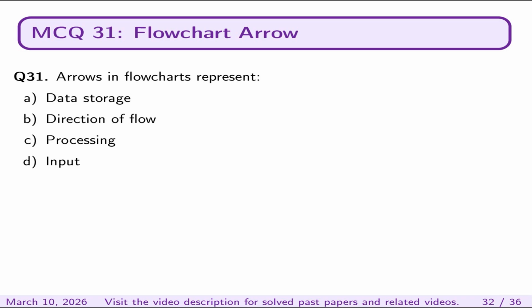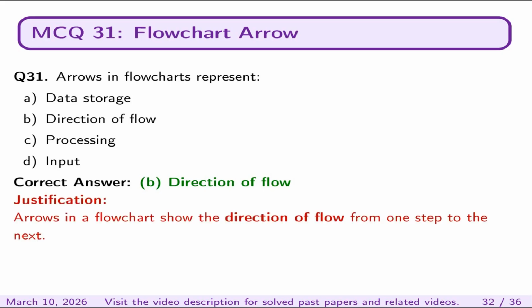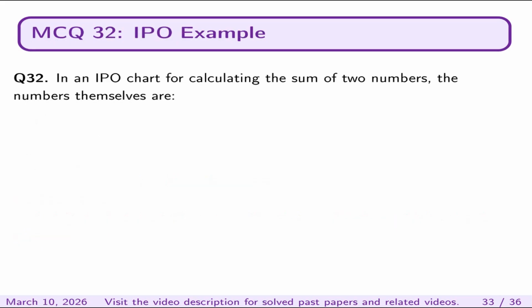Question number 31. Arrows in flowcharts represent data storage, direction of flow, processing, input. The answer is direction of flow. Arrows in a flowchart show the direction of flow from one step to the next.